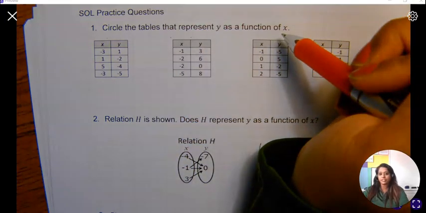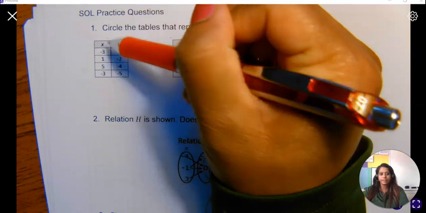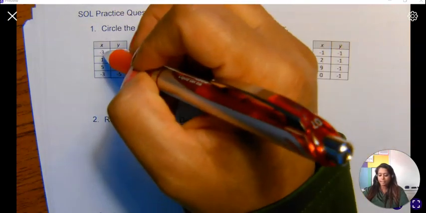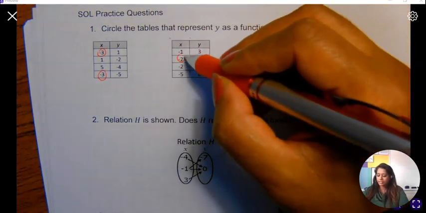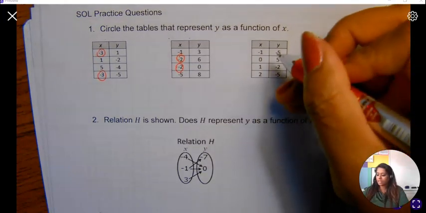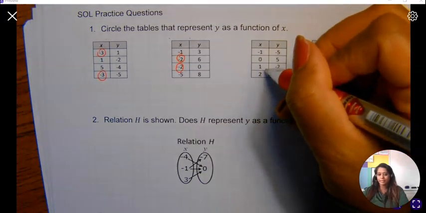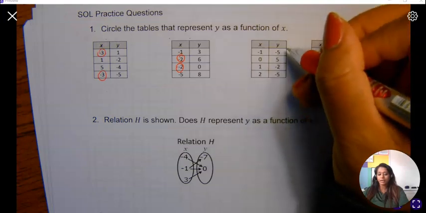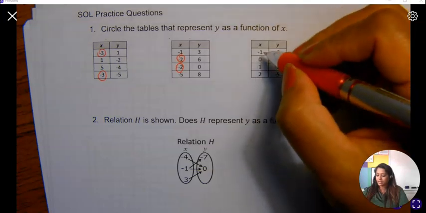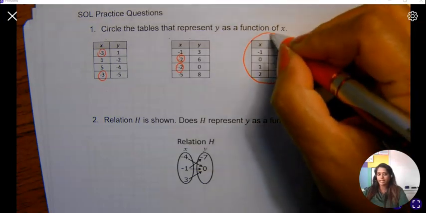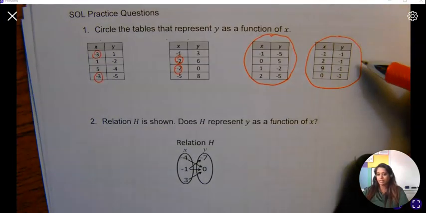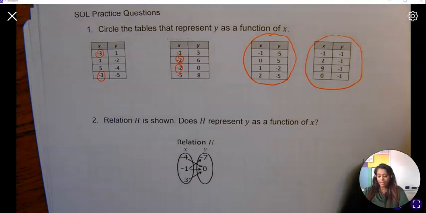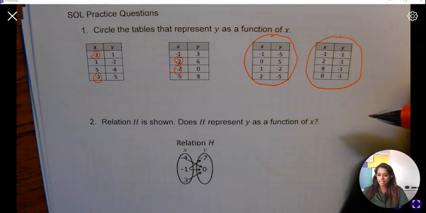Alright. So it says circle the tables that represent y as a function of x. So I look here, well this is definitely not a function because the negative 3 is repeating. Here negative 2 is repeating, not a function. Here nothing is repeating. It's okay if the 5 is repeating on the y, as long as there's nothing repeating on the x. So I'm going to go ahead and circle that. That's a function. And this is also a function. It's fine if all of my values are going to negative 1, that's okay, as long as it's not repeating on the x-axis. Okay?